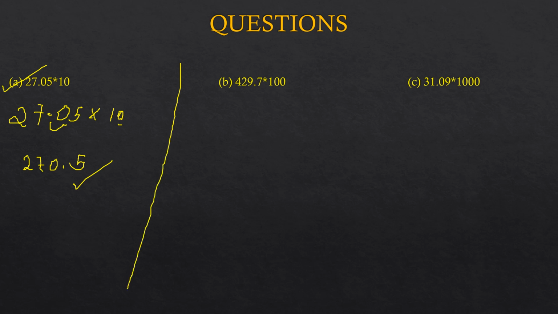Now we have part B. In part B, we have to multiply the decimal by 100.